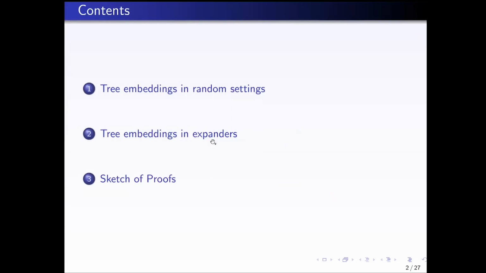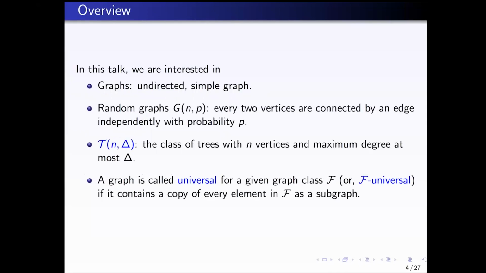Okay, so we'll talk about spanning trees in sparse graphs. It'll be some quick introduction, some overview. We consider undirected and simple graphs, and for the binomial random graph, you have n vertices, and for every two vertices you connect them by an edge with probability p, independent of others. And this calligraphic T(n, delta) will be the class of all trees with n vertices and maximum degree at most delta.